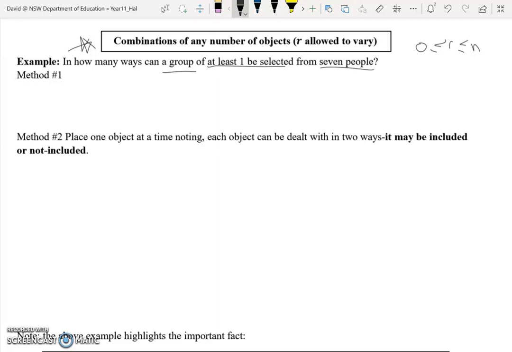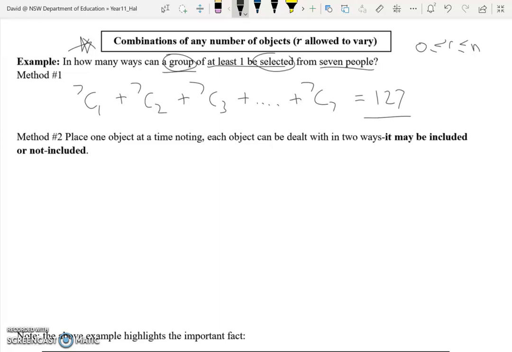Well, method number 1 is a bit long, but it works. If I want to get a group of at least 1 selected, so it's a selection and it's a group, it's going to be a combination. Order's not important. I've got 7 people, I could select 1. I've got 7, I could select 2. I could choose 3, and I could keep going up till 7 choose 7 is the maximum. And I can put that in my calculator and work out that it's 127. Okay, that's one way of doing it. It takes a little bit of effort to put all that into your calculator.